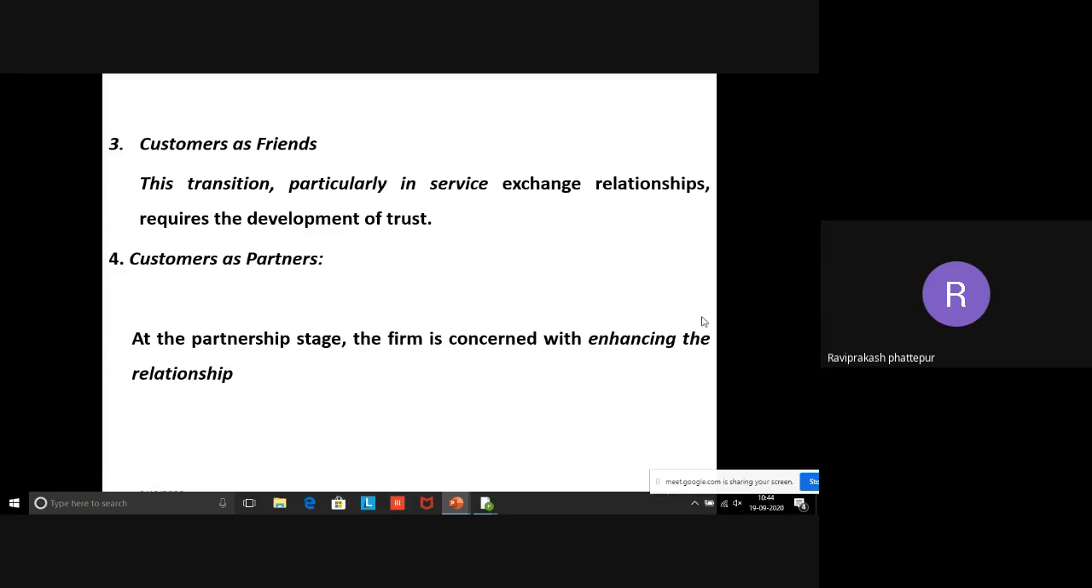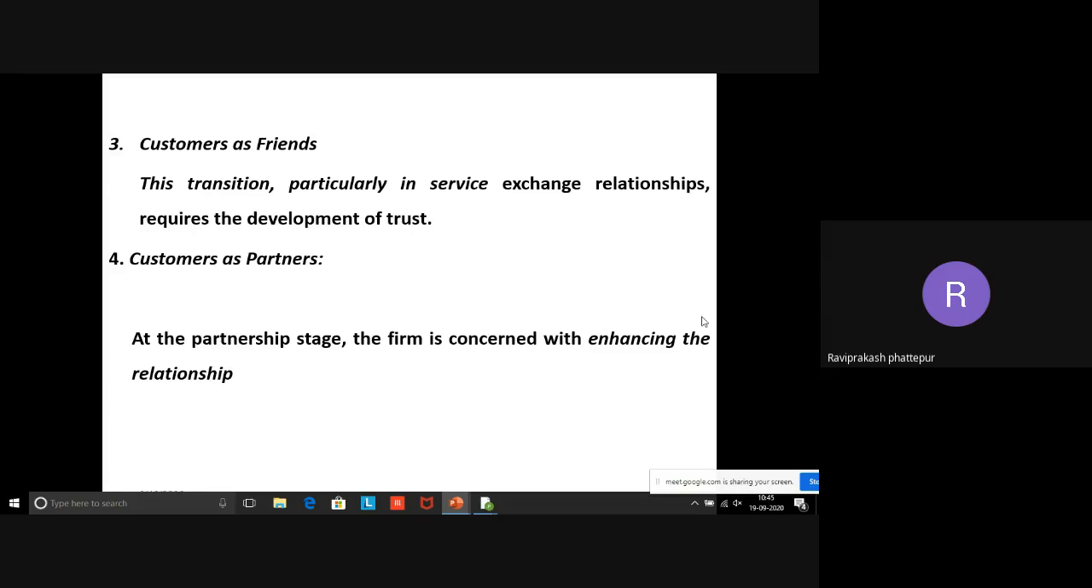So even if he thinks that okay, only I need it for a particular month, he may extend it for one more month. We never know. So the time duration of availing also increases and the frequency also increases. So in customers as partners, at the partnership stage, the firm is concerned with enhancing the relationship or increasing the trust of the customer and making him a commitment from the customer side that he has to come if he wants to avail that particular service. So customer thinks that he has a commitment. We are creating a commitment to the customer.